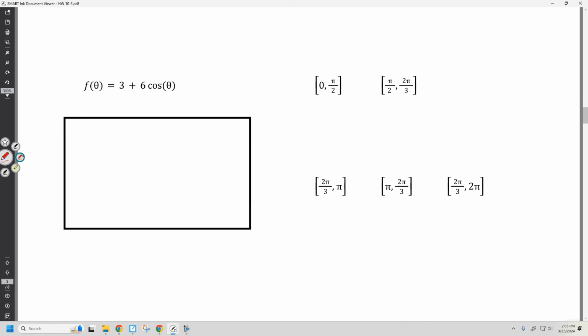Next question. Go. This is on your homework. It's on the third page. What?